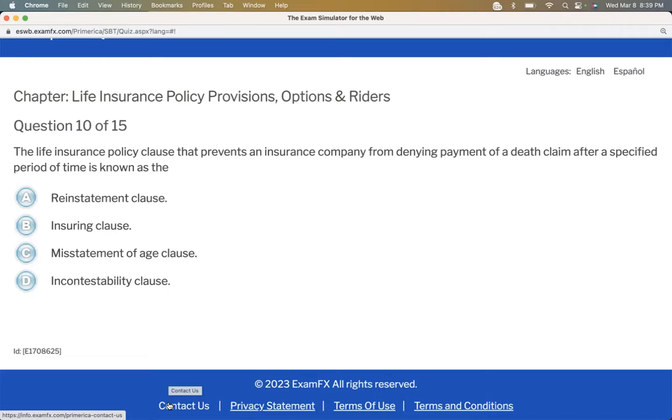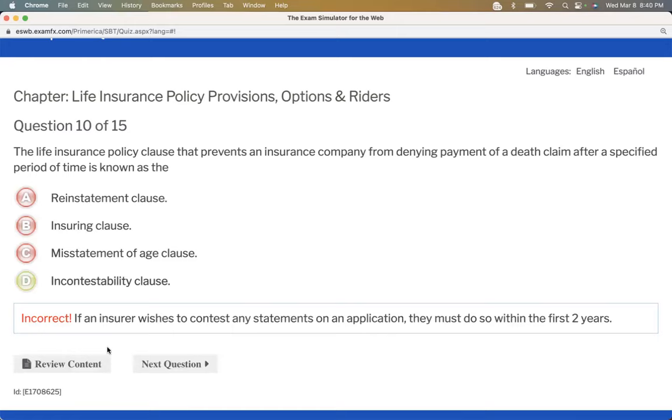The life insurance policy clause that prevents insurance companies from denying payment of a death claim after a specific period of time is known as what? B, incontestability clause. Oh, that's the one we just went over. Dang it. We did. It was number 9. So there it is, right? It says that the clause that prevents companies from denying a death claim after a specific period of time is an incontestability clause. 2 year incontestability clause. All right, that's fine.